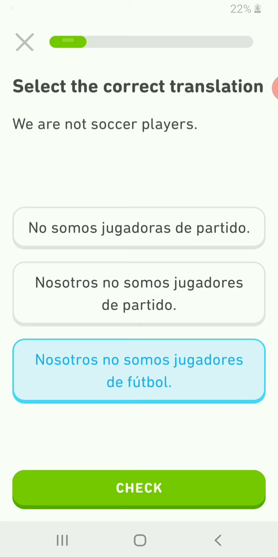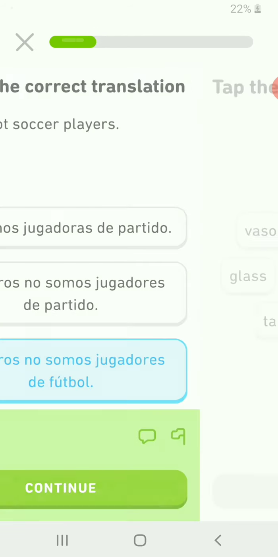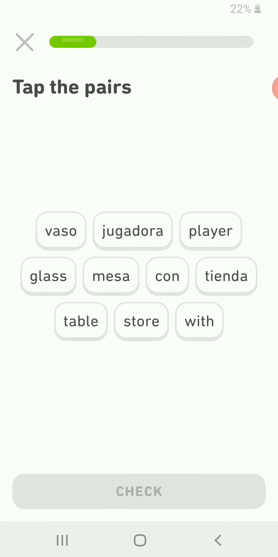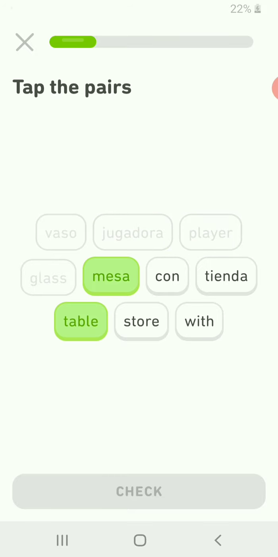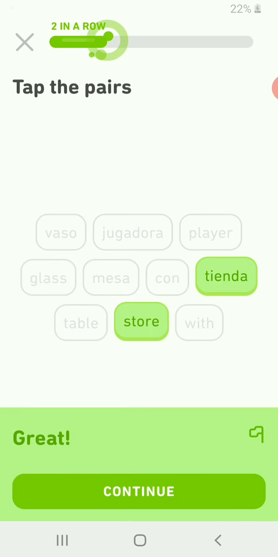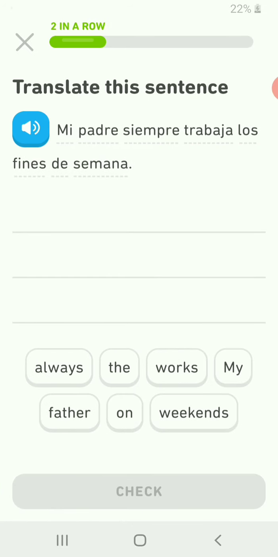This is the correct answer because jugador is a player, jugadores is the plural of it. Tap the pairs: el vaso, it's a glass, jugadora is a player, mesa is a table, con is with, tienda. Very easy. Siempre trabaja los fines de semana. Mi padre siempre trabaja.